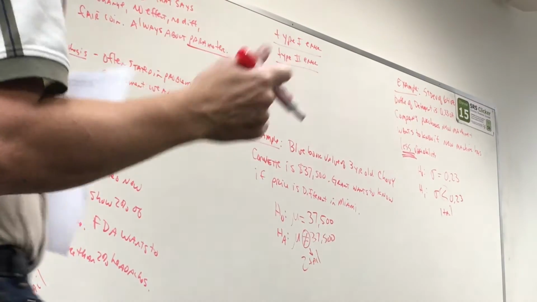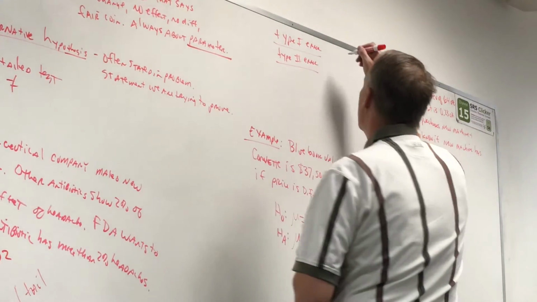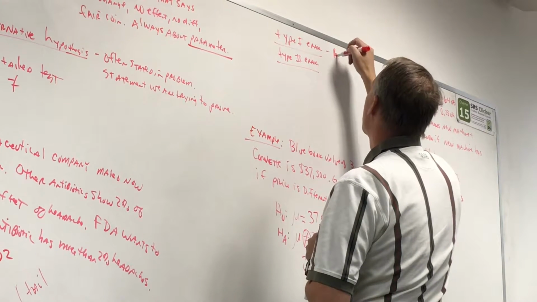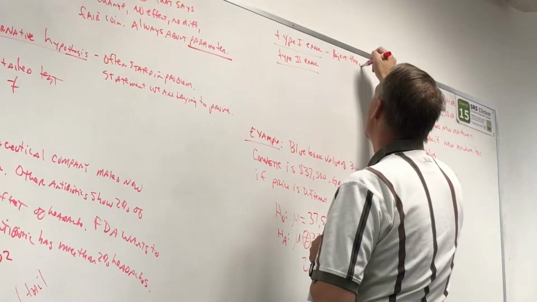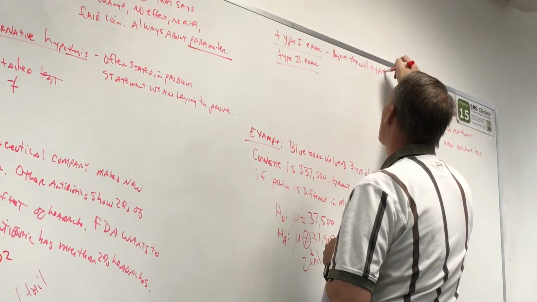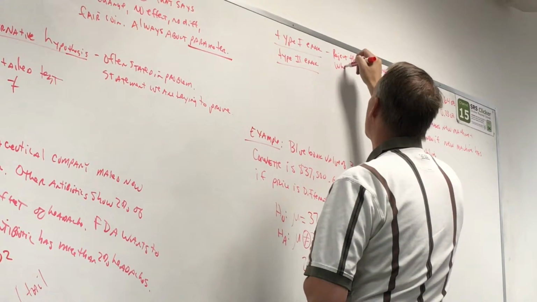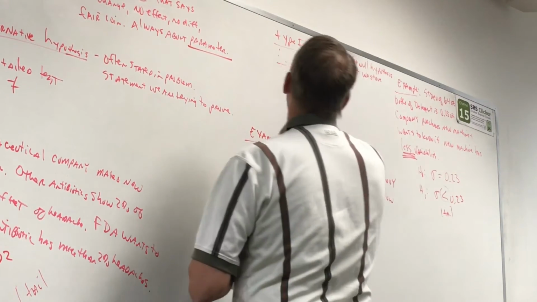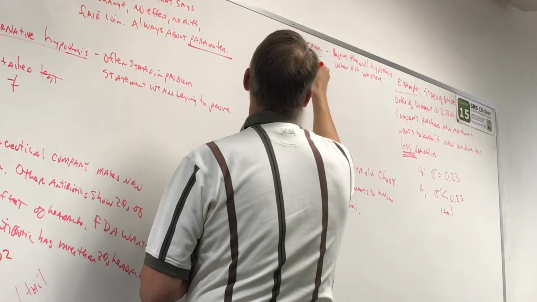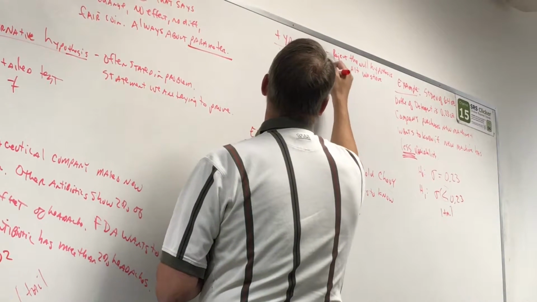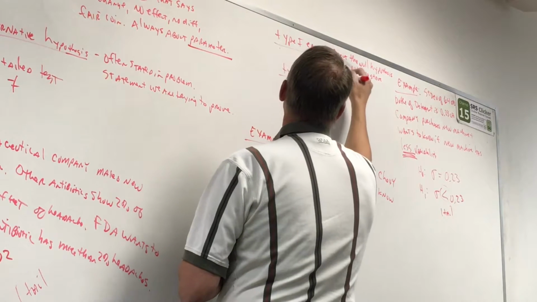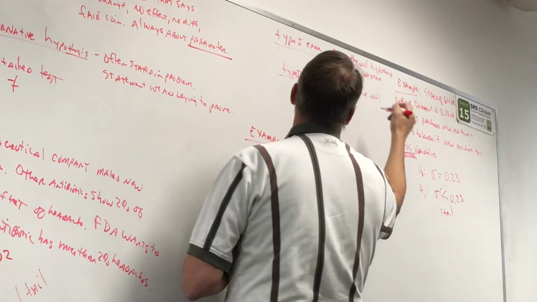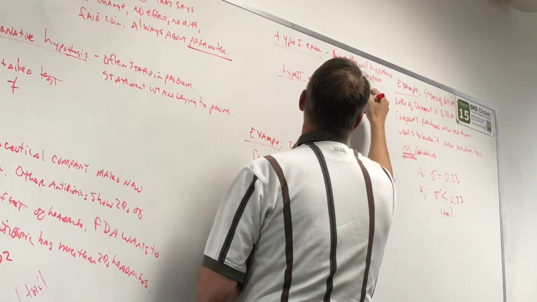Okay? So conceptually, the type 1 error is we reject the null hypothesis when the alternative was true. The type 2 error says we do not reject the null when we should have.